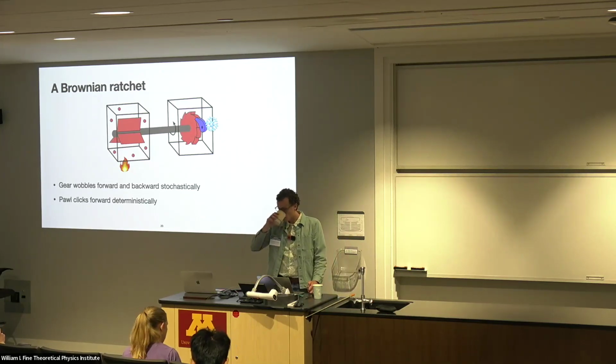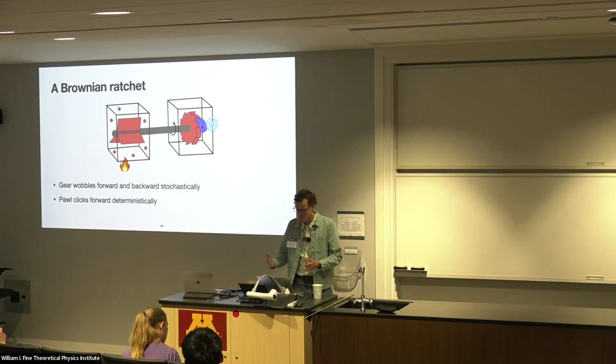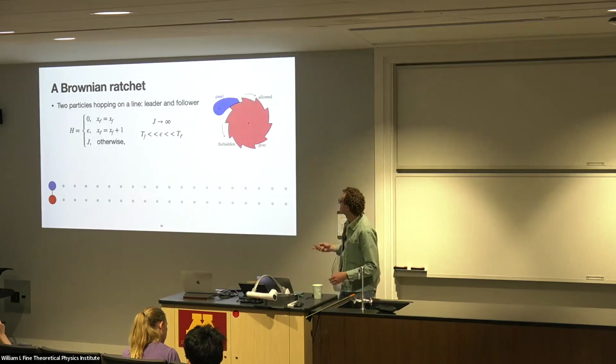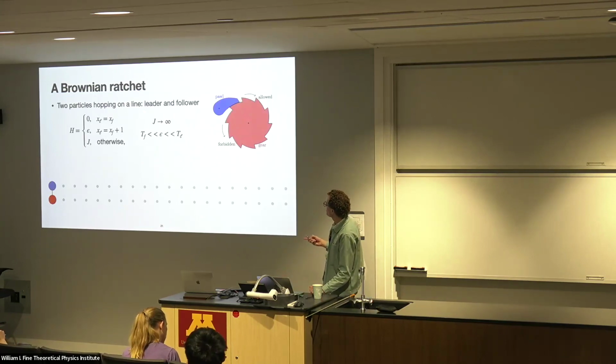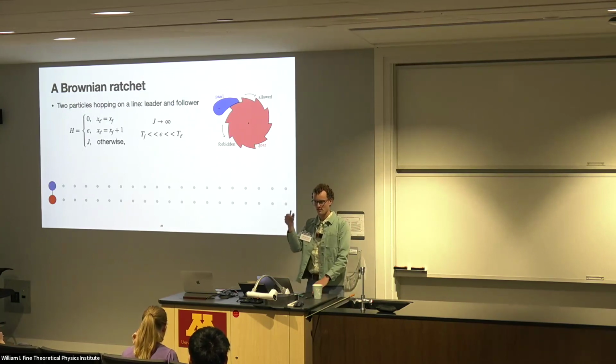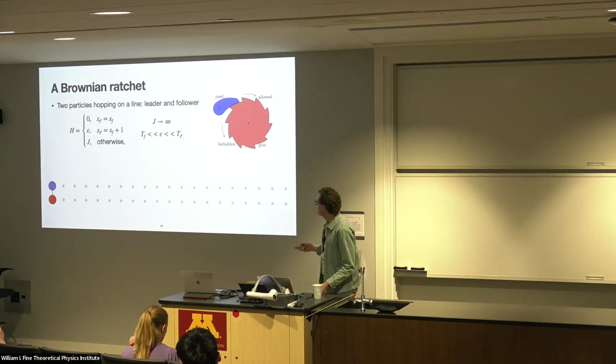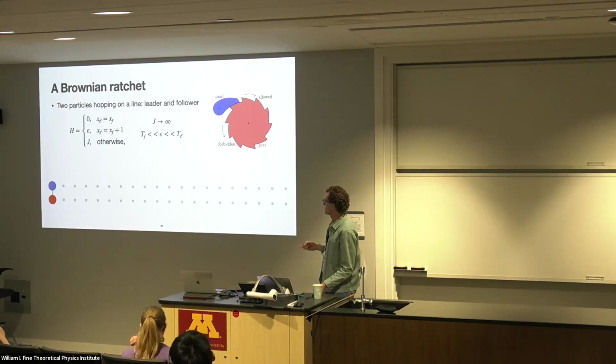But let's turn this into a lattice model to make it amenable to our purposes. Say you have two particles hopping on a line, and I'm going to call them the leader and the follower. The leader is like the hot gear, and the follower is like the cold pawl. The Hamiltonian is going to be 0 if they're sitting on the same site. These are the ground states of the system. There's going to be some small energy associated with the leader being just one step ahead, and then some large energy associated with other states.